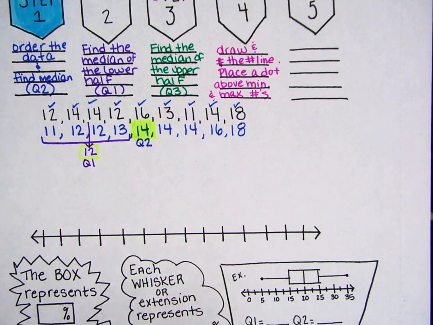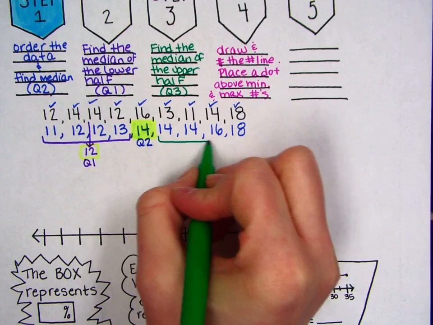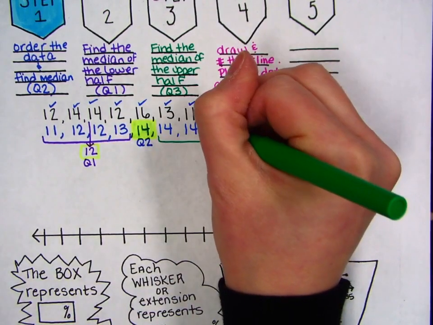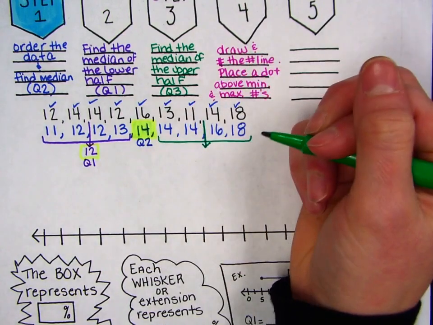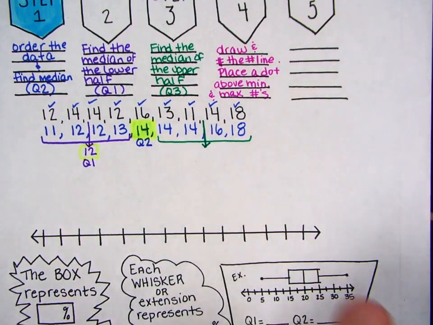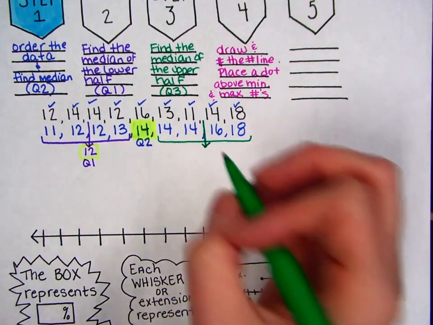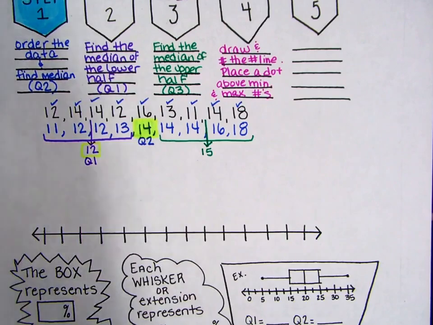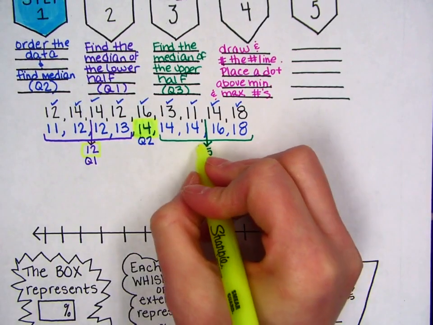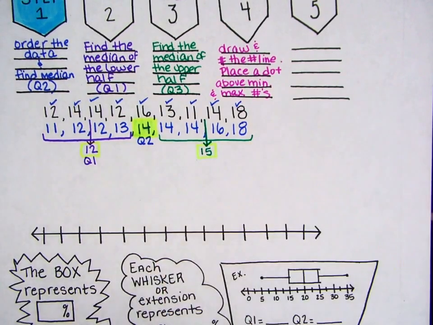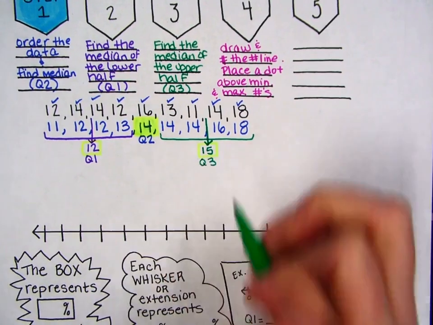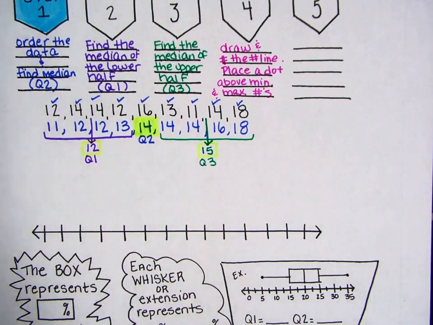All right, then we have step 3, find the median of the upper half. Again, I have 4 numbers. I should have 4 here and here. And the median lies between 14 and 16. I know in my head what's there because I count 14, 15, then 16. But if I did not know that, I would add them, 14 plus 16, and divide by 2. And I would get 15. And again, that is my quartile 3. All right, so there is step 1, step 2, and step 3.